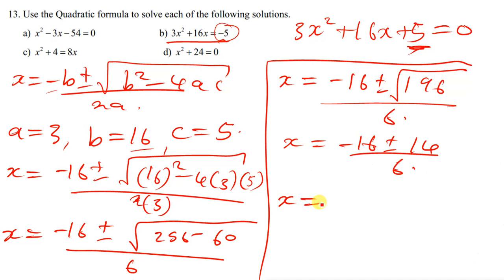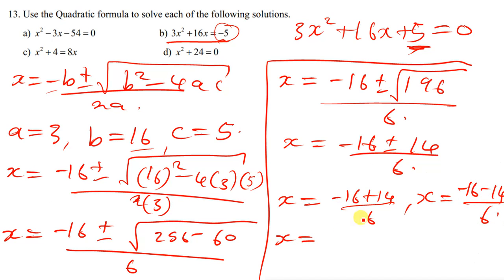So the value of x is equal to negative 16 plus 14 will give us negative 2. Let me write this, negative 16 plus 14 over 6. And the other value of x is equal to negative 16 minus 14 over 6. So the first value of x is simply just equal to, when you add this, you're getting negative 2 over 6, which will therefore be negative 1 over 3.